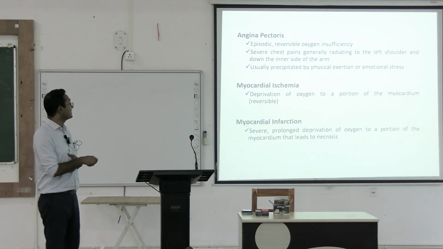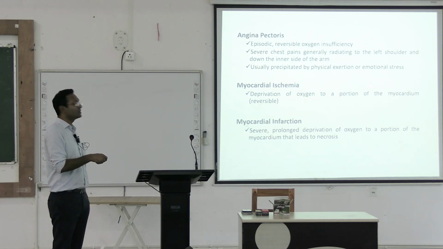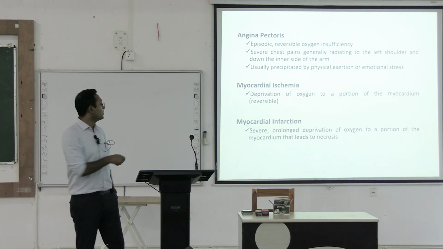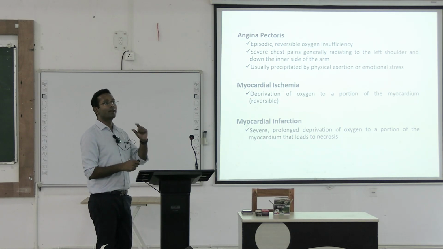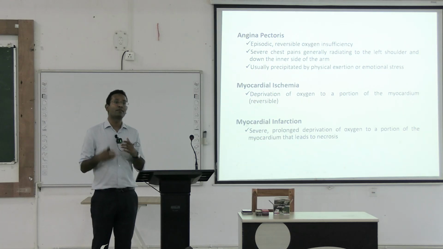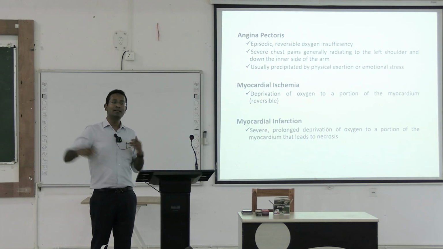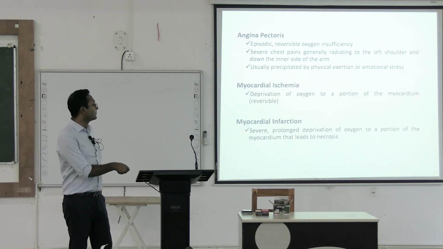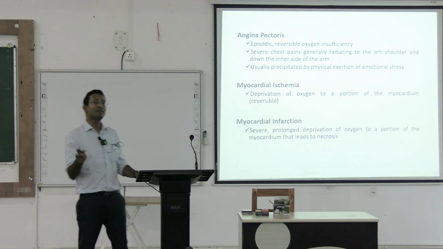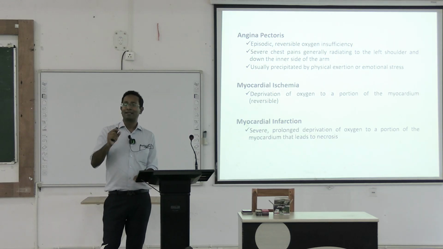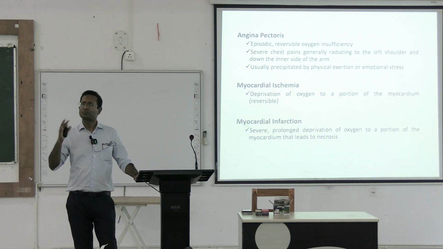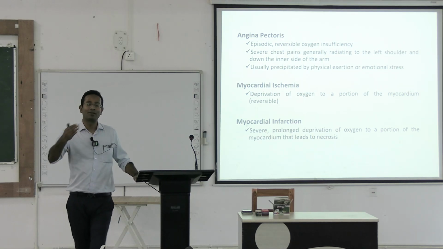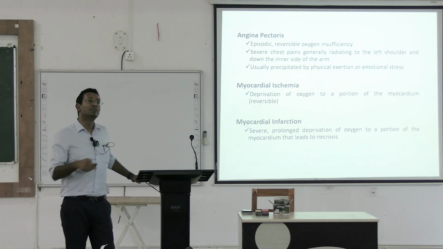What is myocardial ischemia? Deprivation of oxygen to a portion of the myocardium which is reversible for a short duration of time. When does it turn into infarction? When the ischemia or deprivation of oxygen is over a longer period, it can lead to infarction. It's a severe prolonged deprivation of oxygen to a portion of the myocardium that leads to its necrosis. So, if it's a one-time event which is reversible, it can cause ischemia. But if it's prolonged or long-term, it can lead to infarction leading to necrosis.